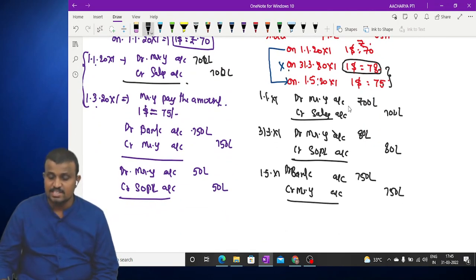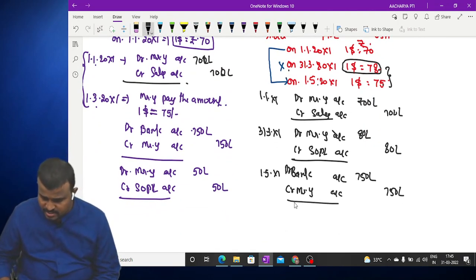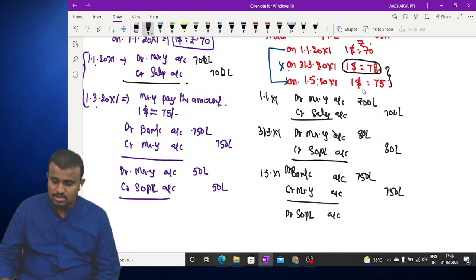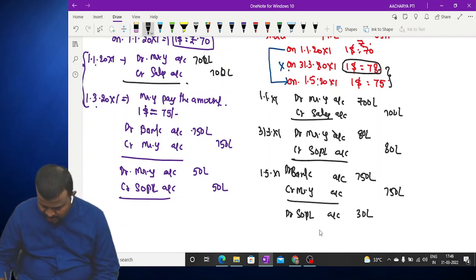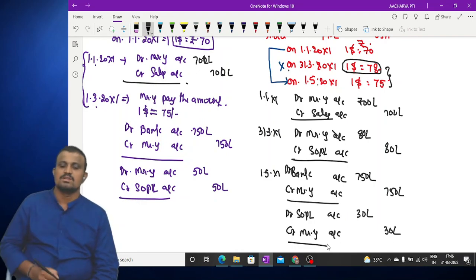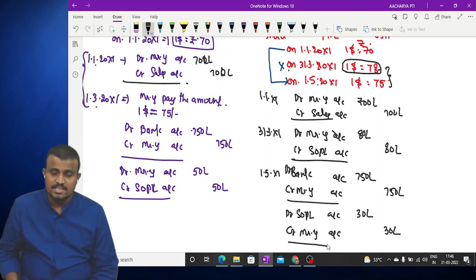Then that difference is transferred to P&L. So debit statement of profit and loss account. How much difference is there? 3 into 10, 30 lakh. Credit Mr. Y account 30 lakh. Is it clear?